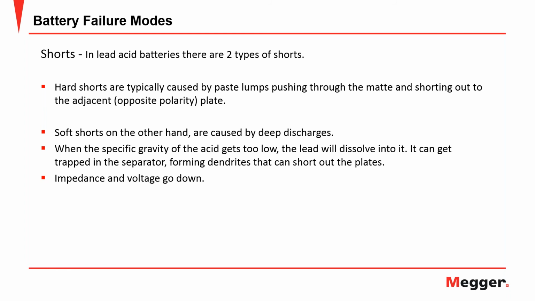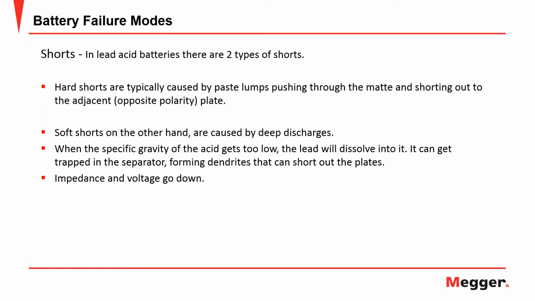Now, soft shorts, these are caused by deep discharges. When you over discharge a battery, what happens is that as the battery discharges, the pH level approaches 1.0. That's the pH of water. It's called watering the battery. At that point, the lead on the plates will begin to dissolve into the electrolyte and get trapped in the separators. This creates tons of micro shorts in the battery.